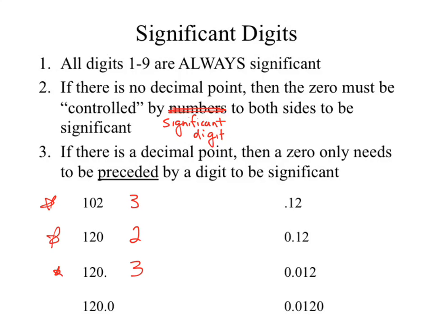It's 3. Why do we count the 0 now? We have the decimal. Come on, Mark. We have the decimal point, and it's preceded by a significant digit. So that 0 does count. Next one.